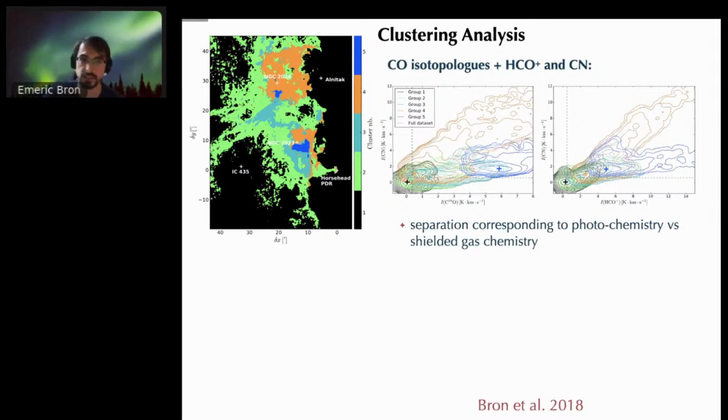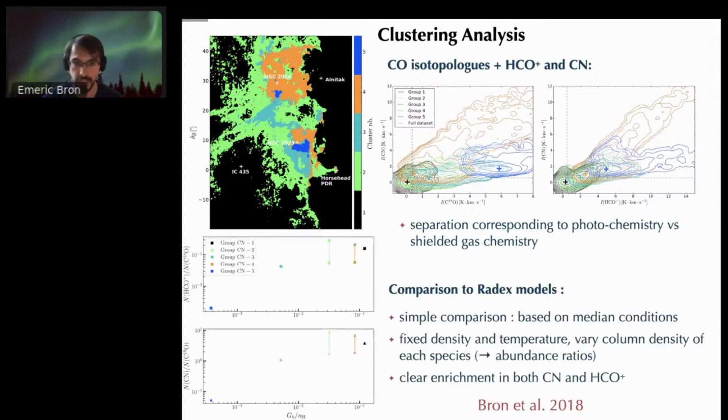And we see that this orange cluster is characterized by overbright CN, also overbright HCO+, which I don't show here, but also a higher than usual CN over HCO+ ratio. So we tried to understand whether this was due to excitation effects or to chemical effects. For this, we compared to RADEX models that would explain the parts due to excitation and radiative transfer in order to deduce typical values of the column density ratios in those clusters.